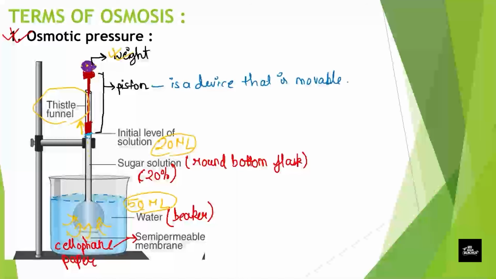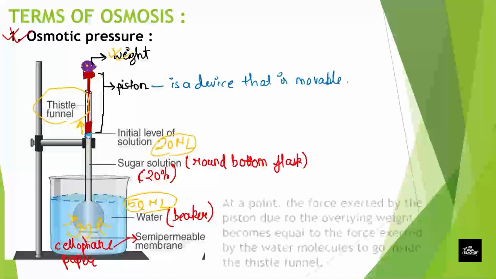So this is more of a physics concept. Reaction force is taking place. If we put a force on something, that thing puts a force back on us. Same thing is happening here. The piston is putting force over the liquid column inside the thistle funnel, and the water molecules are doing the same thing, because the water molecules are trying to go inside the solution and increase the level of water, but the weight is not allowing the piston to allow the further entry of water in there, thus preventing the osmosis to take place.